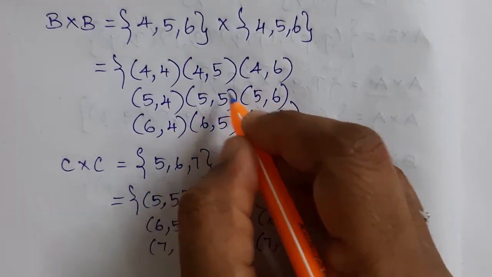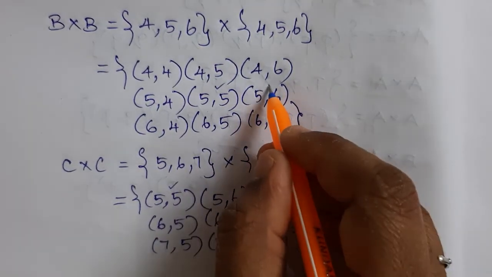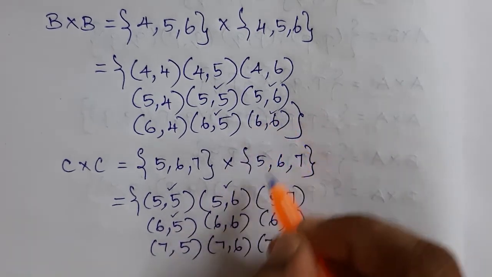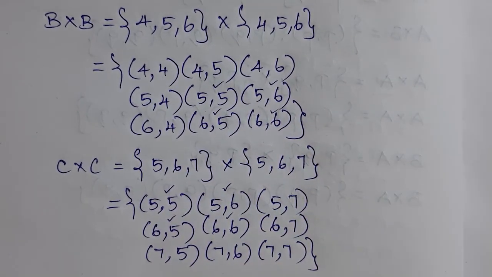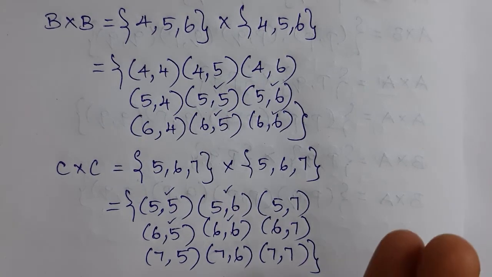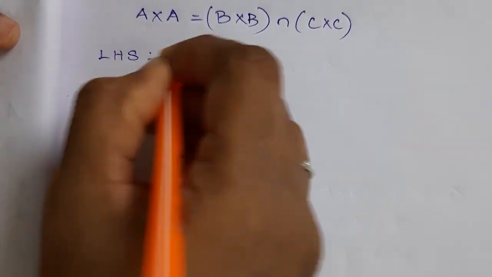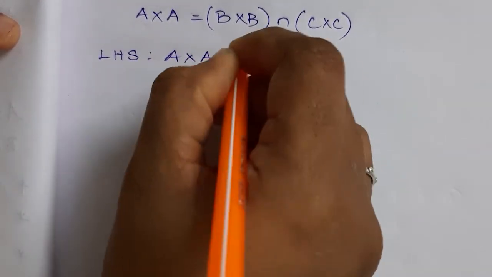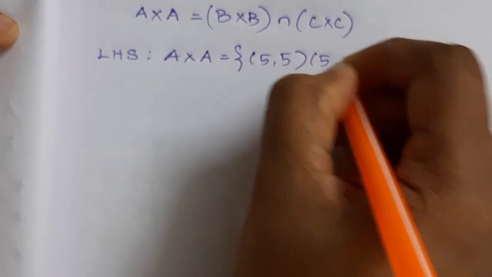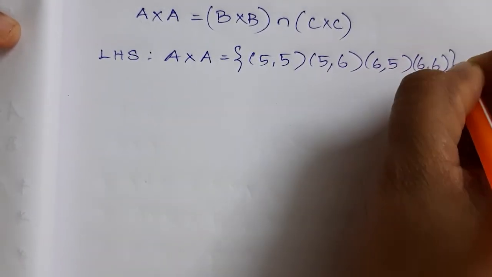Just put a small tick when you find the common element. So 5, 5 is here in both. 5, 6. Then 6, 5 and 6, 6. So there are 4 elements common in both B cross B and C cross C. So I'm just going to write those 4 elements. Here our left hand side is A cross A, which we have already found A cross A to be 5, 5, 5, 6, 6, 5 and 6, 6.